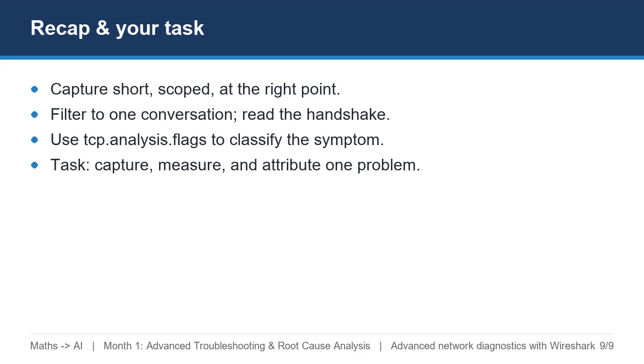Your task: reproduce a slow or failing network operation, capture it under a minute, follow the TCP stream, measure handshake time, time to first byte, and any analysis flags, then write down whether it's loss, a zero window, DNS, or server think time, and which team you'd route it to. Next, log analysis at scale.